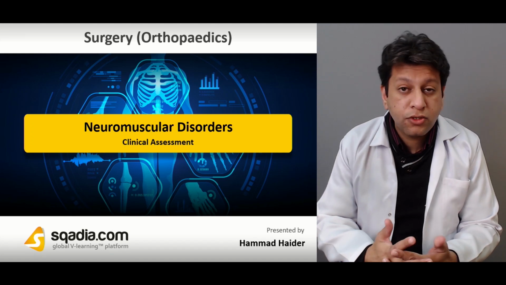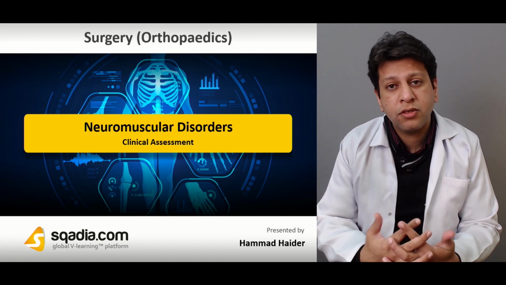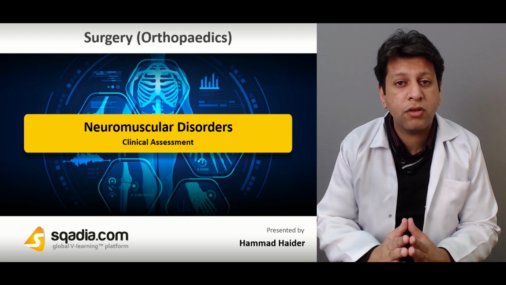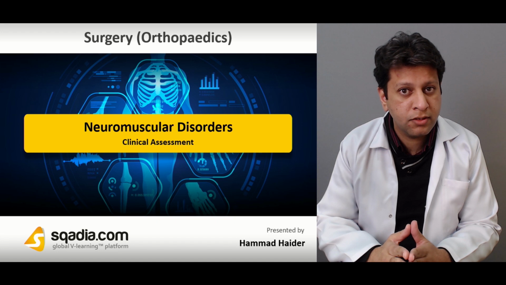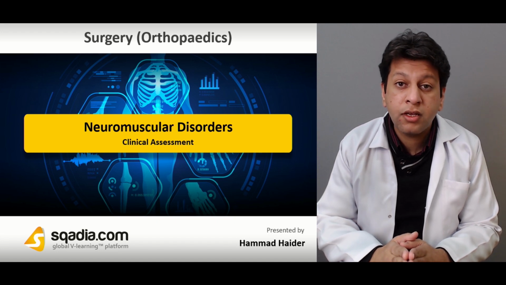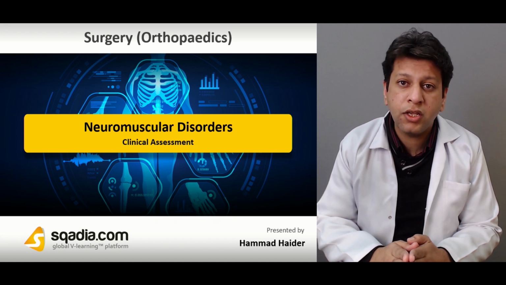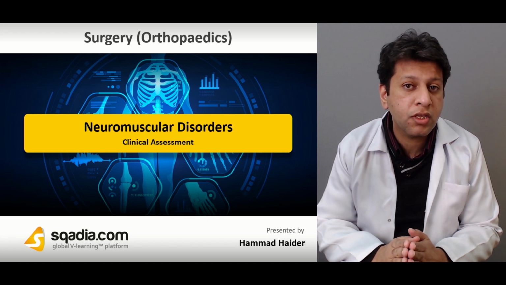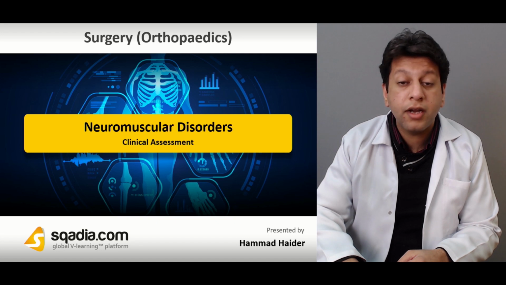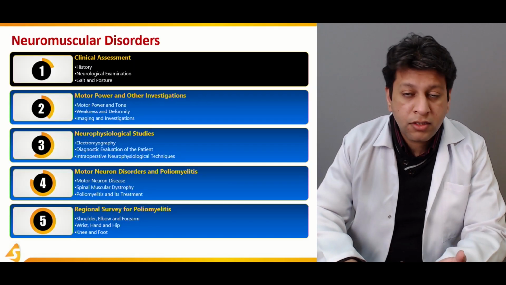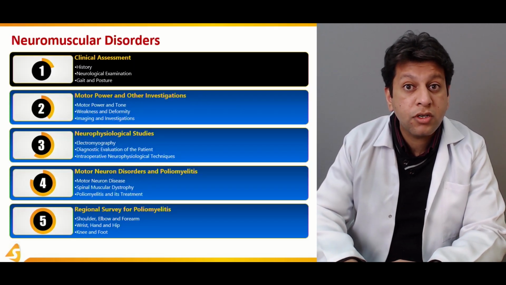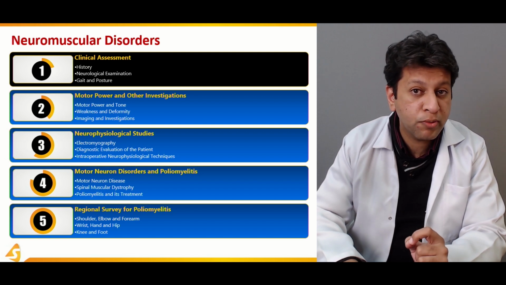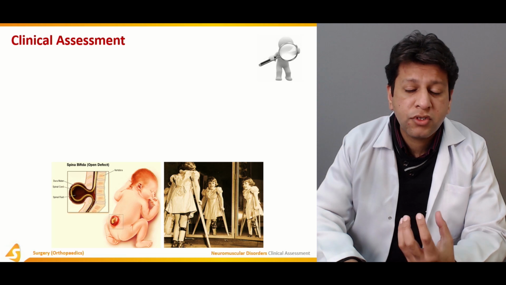As you know, as a clinician, as an orthopedic surgeon, or even as a student, the first and foremost thing for any doctor is to assess a patient, and that clinical assessment starts with a detailed history. If a patient presents with certain signs and symptoms, one must think of a neuromuscular disorder. In this section, we'll be going through the history, the neurological examination, and specifically the gait and posture problems.